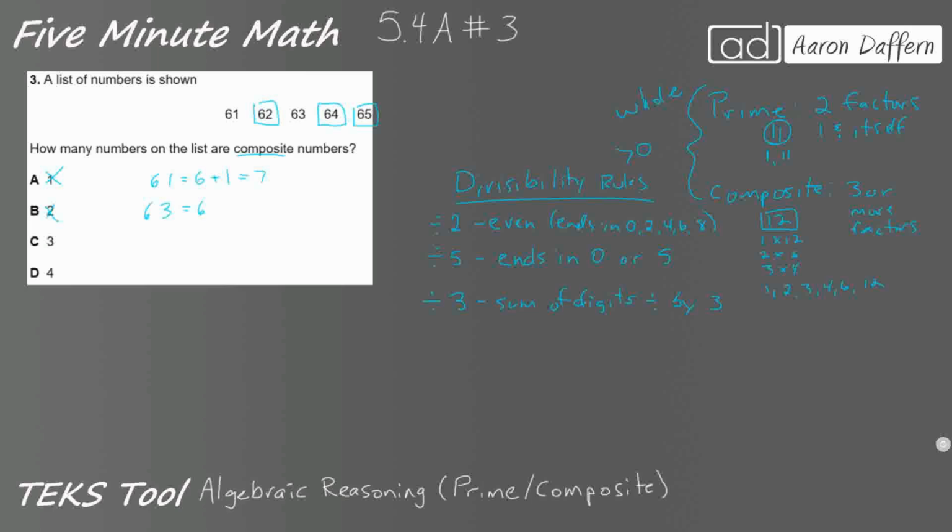63, 6 plus 3 equals 9. Oh, that can be divided by 3, which means 3 times something, in this case 21, is going to make 63, which means that's a composite number. And there we go. That's the only possible answer. 61 is prime. Our answer is D.